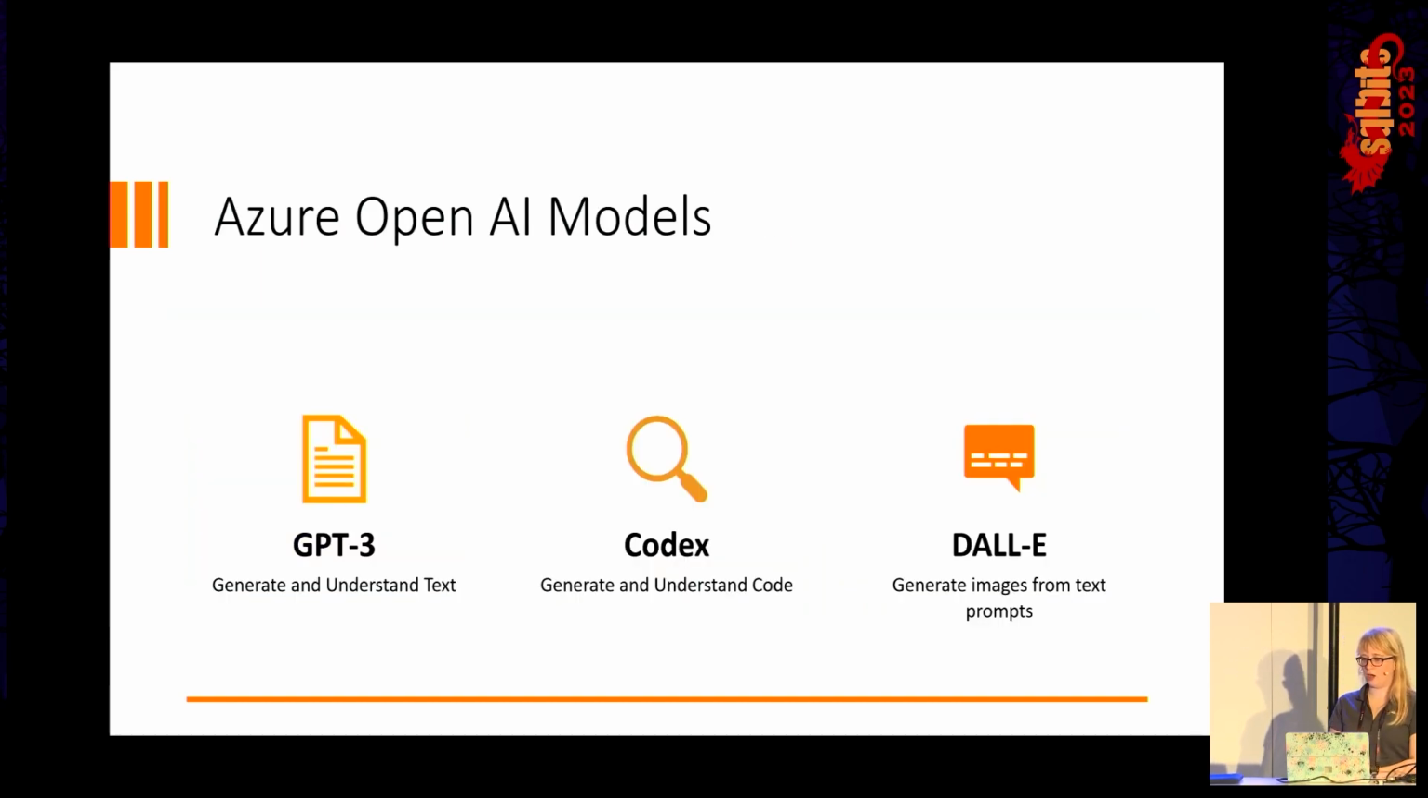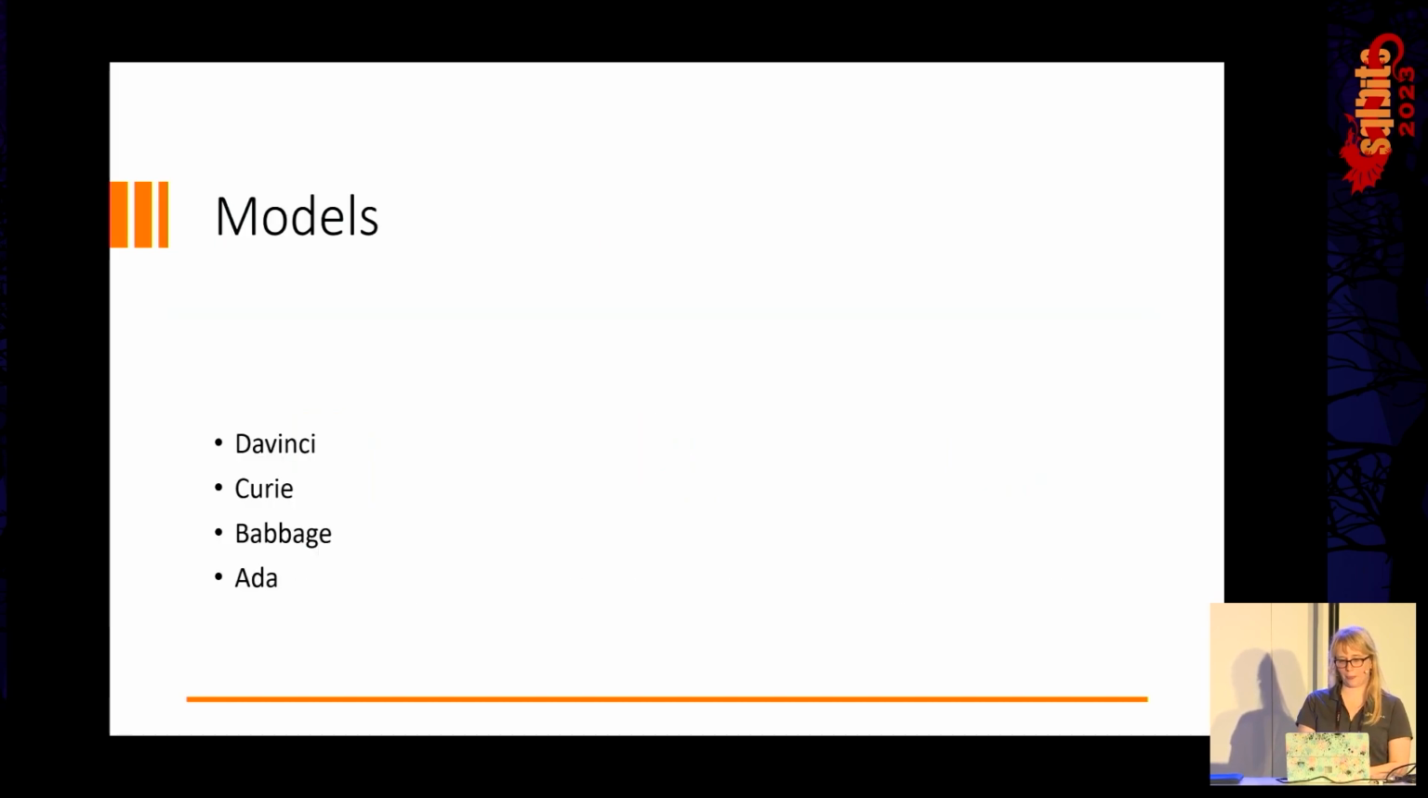And there are three models. There is GPT-3, to generate text, Codex to get some code for you, and still in preview is DALL-E, which generates images based on what you type in. And there are a few models, like DaVinci, Curie, Babbage, and Ada. And you don't need to know exactly what they're doing.